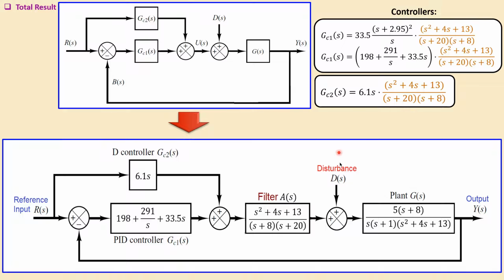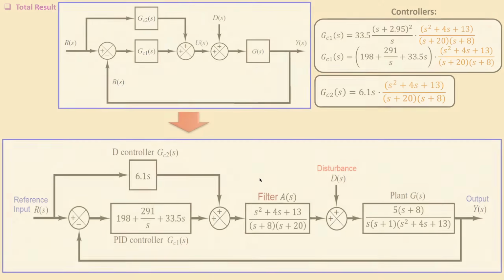This is the plant, this is the part where the disturbance is placed, and we have the unity gain feedback configuration again. So we have the PID controller and also the D controller in cascade with the filter. Alright, this is now what we have achieved. Of course we need to verify this.